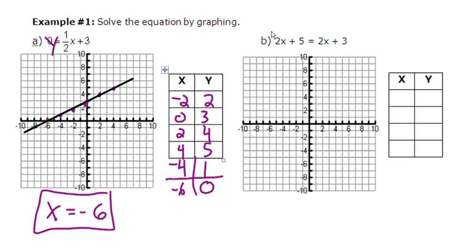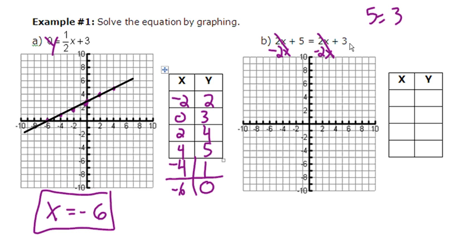So let's look at B. This one, not everything is on the right side of the equation, so I have to move everything first. I'm going to move the 2x first, so I subtract 2x. 2x minus 2x cancels. I'm left with 5 equals. 2x minus 2x over here cancels also, so I'm left with equals 3.